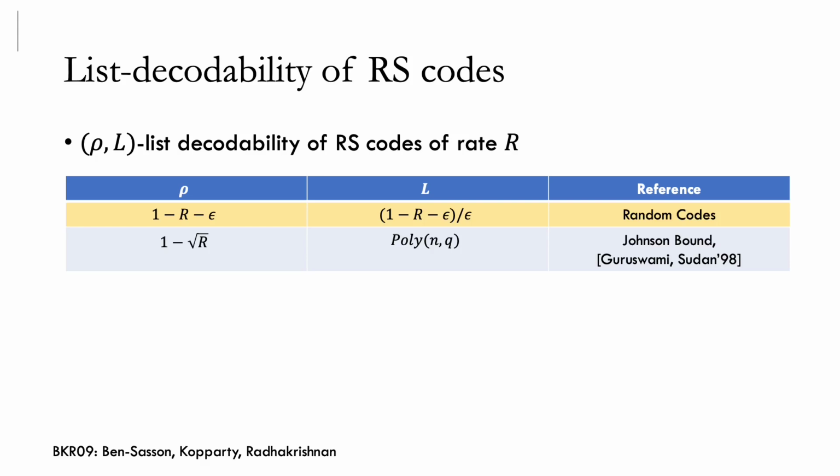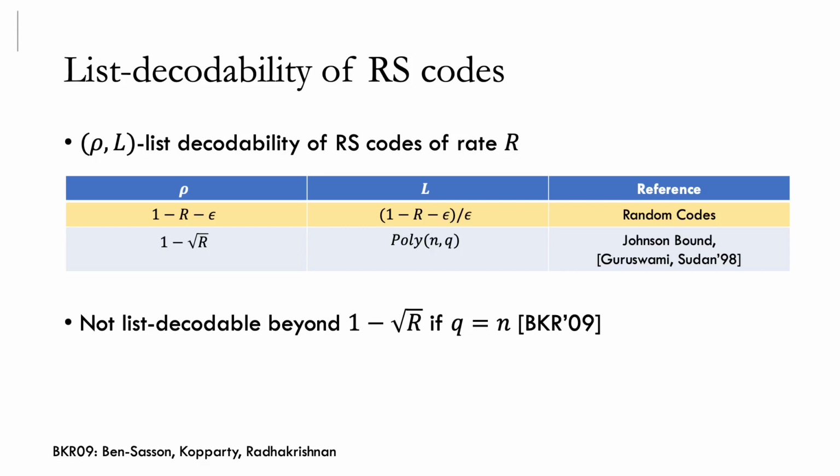A long-standing open question in the field is to understand the list decodability of Reed-Solomon codes. As a baseline, it's known for a random code that for a radius of 1 minus r minus epsilon, you can achieve a list size of 1 minus r minus epsilon divided by epsilon. Further, for Reed-Solomon codes, it's been known due to the Johnson bound, in particular the Guruswami-Sudan algorithm, that for a radius of 1 minus square root of the rate, one can decode with a list size that's polynomial in the field size and the number of generators.